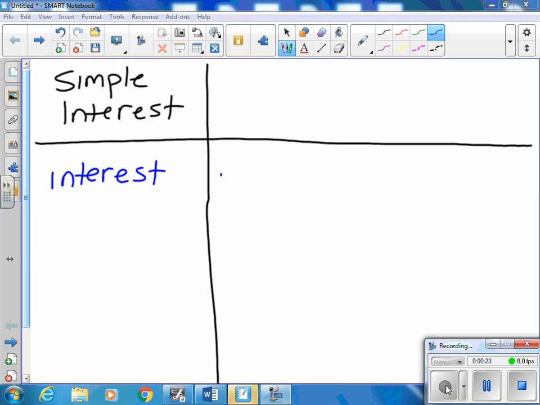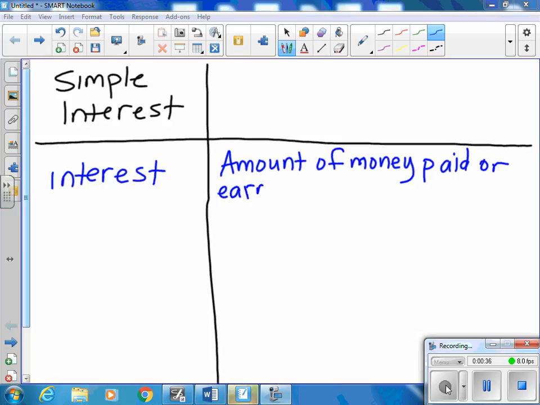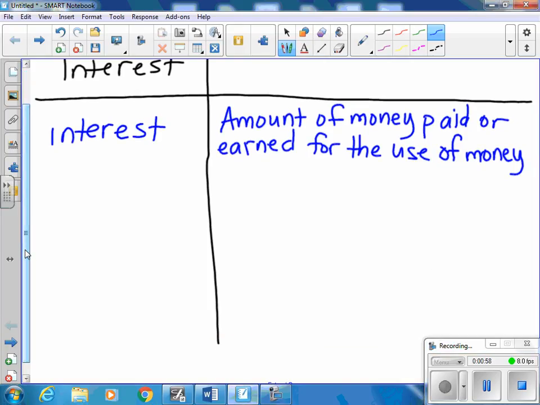Interest is the amount of money paid or earned for the use of money. So when you borrow money from somebody, you usually have to pay them back with interest. Or if you are saving money, then it can gain interest for the use of that money. So there's different situations where interest can be calculated, but it is always a percentage of an amount that is earned for the use of that money.